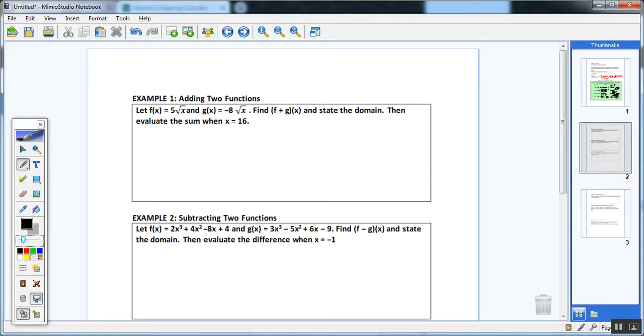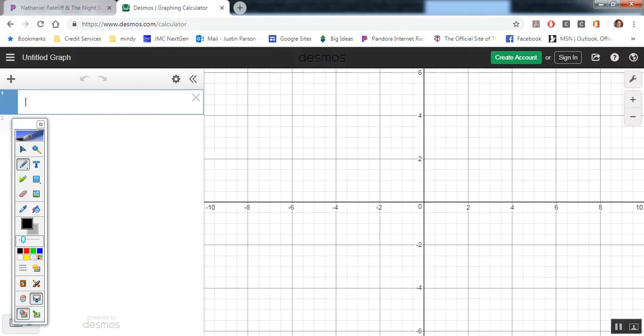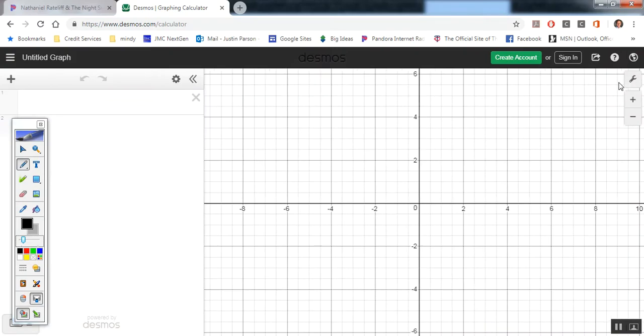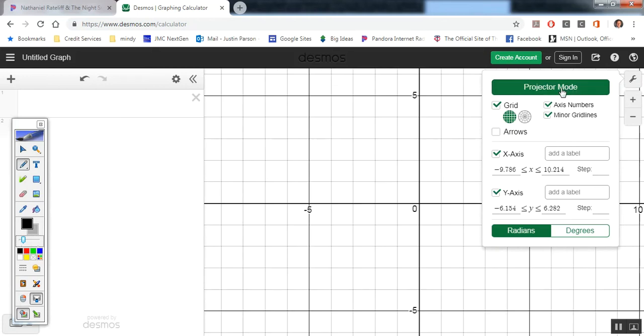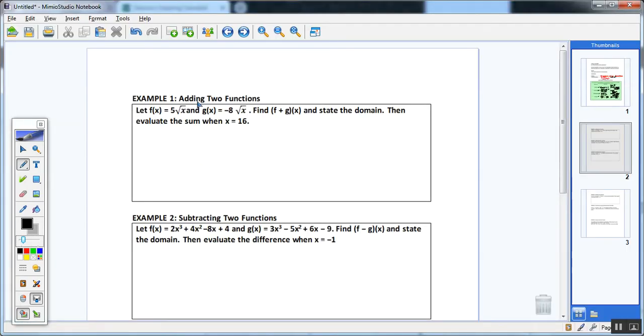Let's go back to notes here. So in the notes, example 1, take a second and read that, if you will. All right, example 1 says we're going to do what with the functions, kids? We're going to add. So let f of x be 5 root x, and g of x is negative 8 root x. It says find f plus g of x and then do what? State the domain, then evaluate the sum when. Okay, help me out, kids.